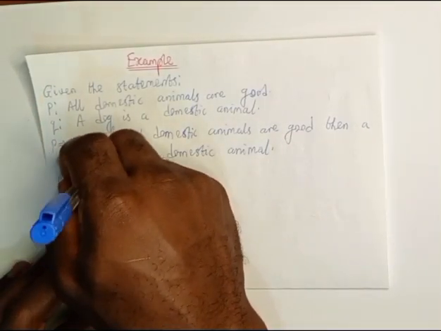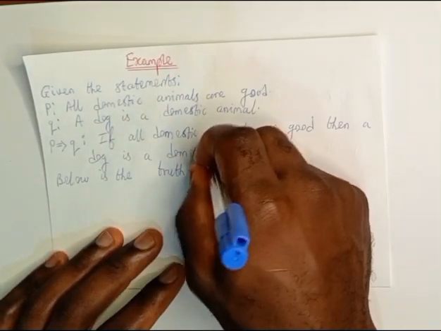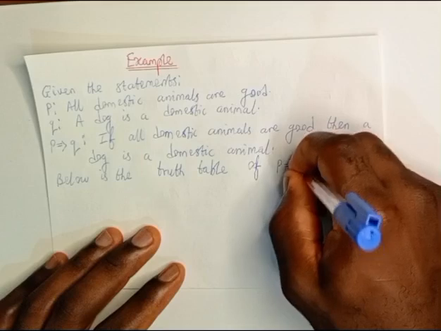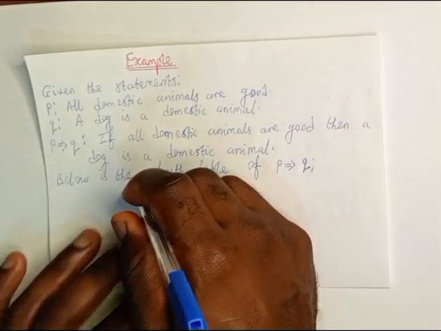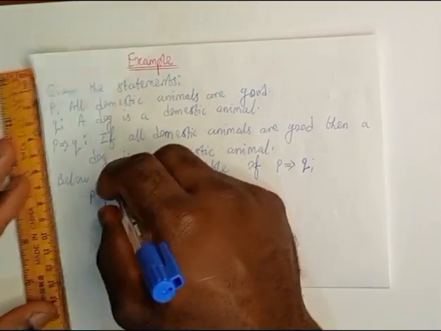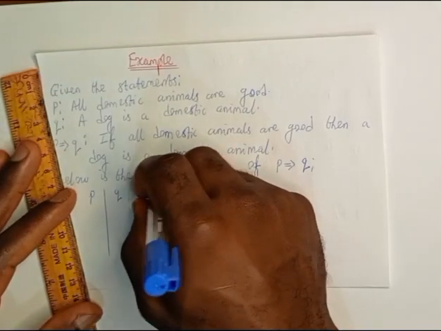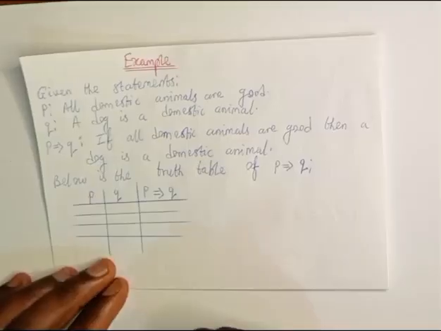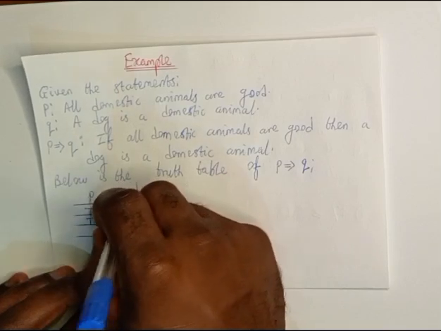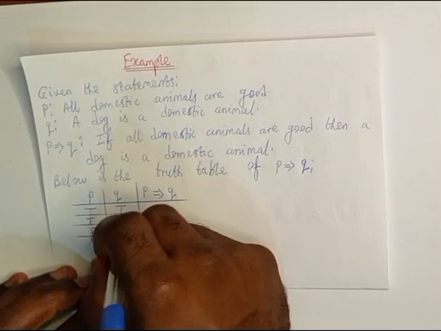Below is the truth table of P implies Q. First column we have the statement P. Second we have the statement Q. For the third we have the statement P implies Q. P true, Q true; P true, Q false; P false, Q true; P false, Q false.